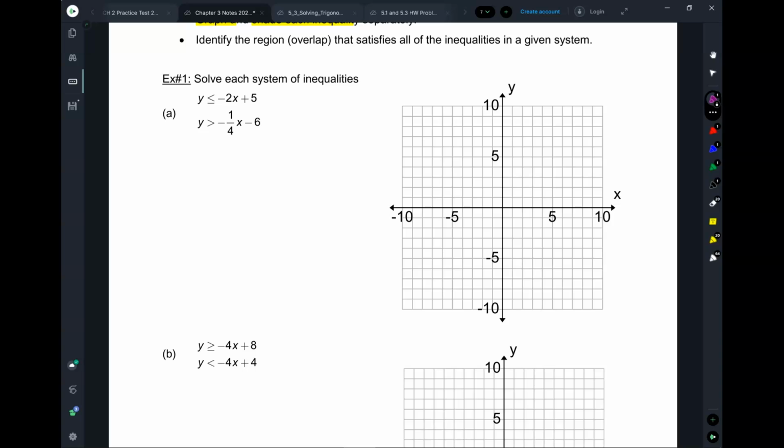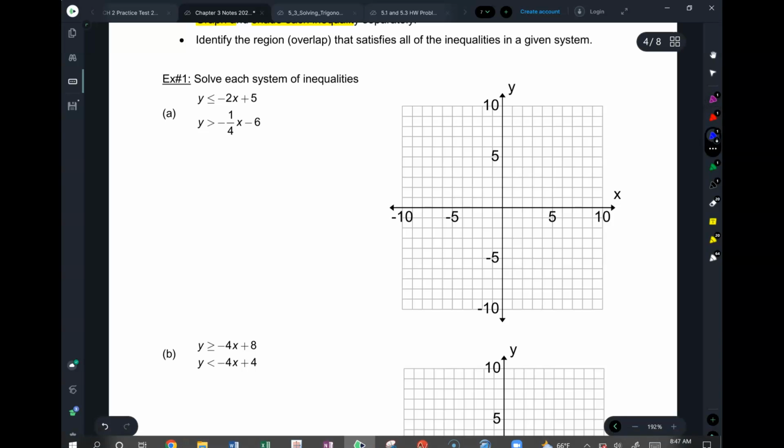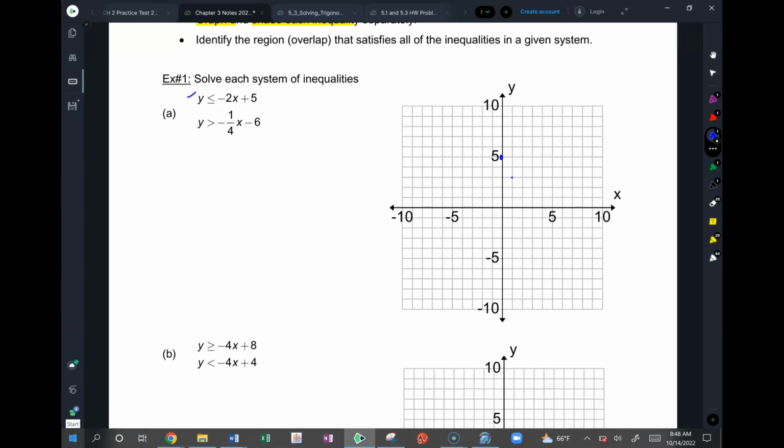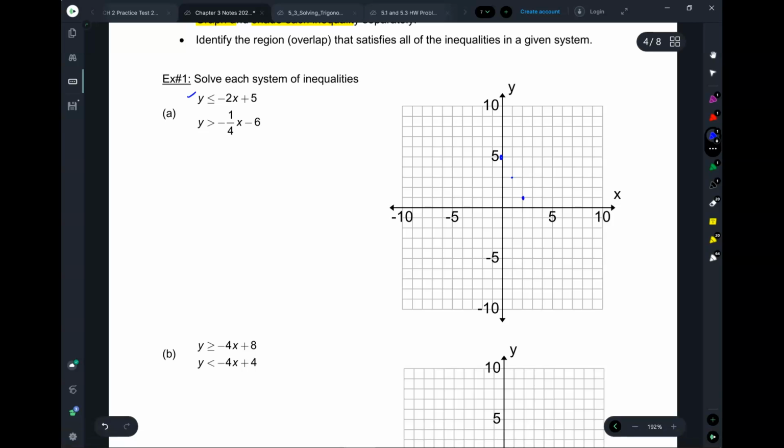Okay, we're going to graph the first one, and I'm going to do that one in blue. Y is less than or equal to negative 2x plus 5. So we go up here, negative 2 over 1, and okay, it's going to look like this. And it's a solid line. Where is the solution to this?